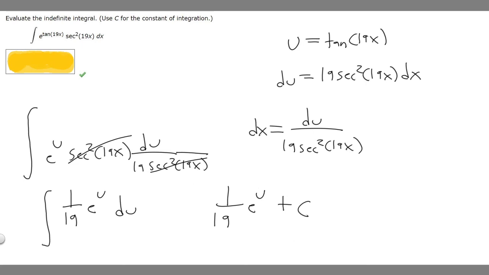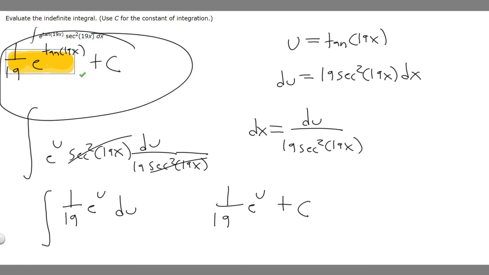Then what we do for our final answer is we're just going to replace our u with what we set u to be, which is tan of 19x. It's going to be 1 over 19 times e raised to the tan of 19x. Then we got to add the plus c. So this right here is going to be our final answer.